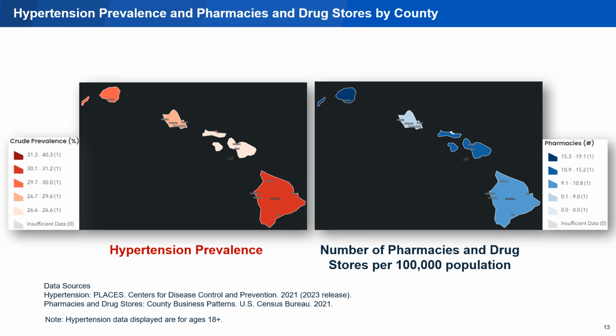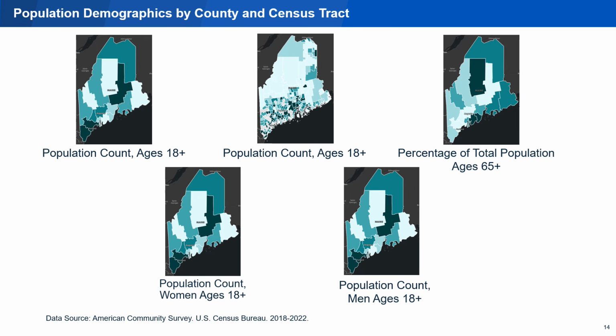The Atlas also includes county-level data on pharmacies and drugstores per 100,000 people. This way, we can identify if there may be communities with high prevalence of hypertension but little geographic proximity to pharmacies. The Atlas includes important demographic data by county and census tract. These maps provide important contextual information that can be used to identify where priority populations are located.